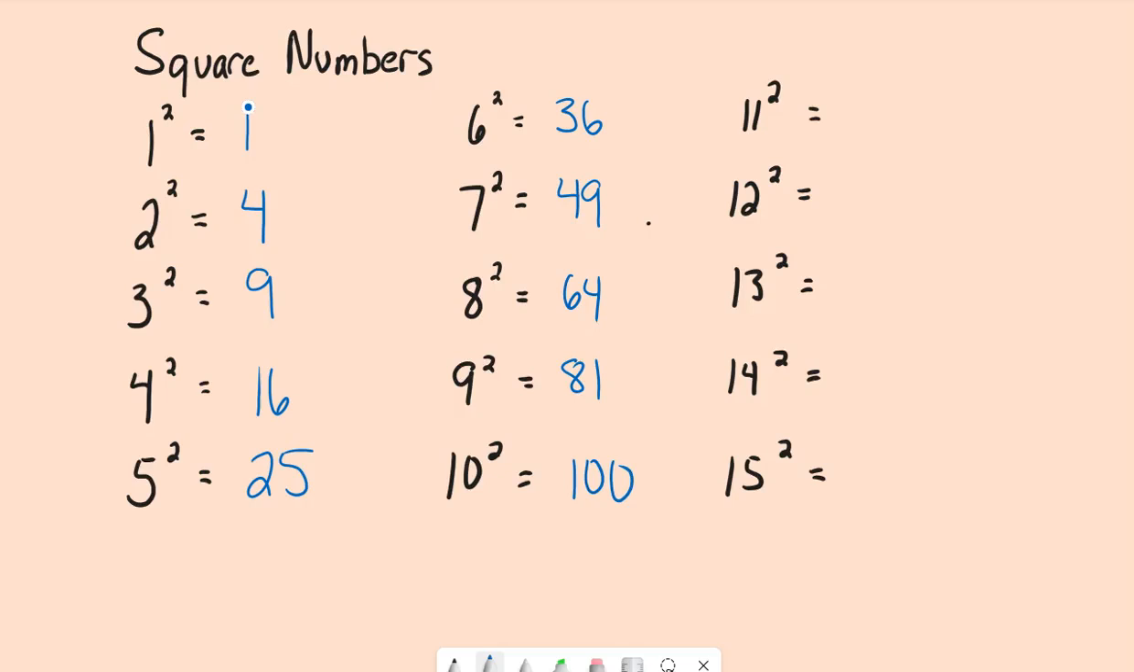That's good too. 11 squared, 11 times 11 is 121. 12 squared, a lot of people know that one. It's 144. 13 squared is 169. 14 squared is the same numbers, just in a different order, 196. And 15 squared is 225. That's all we're going to do for now. So these are the first 15 square numbers.